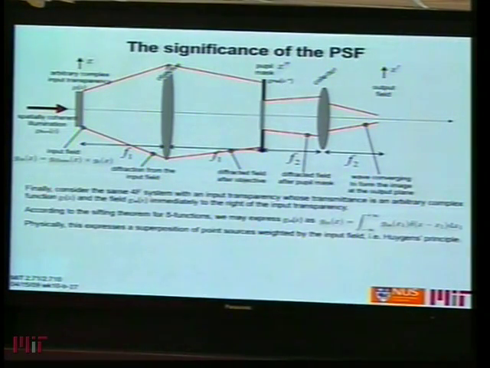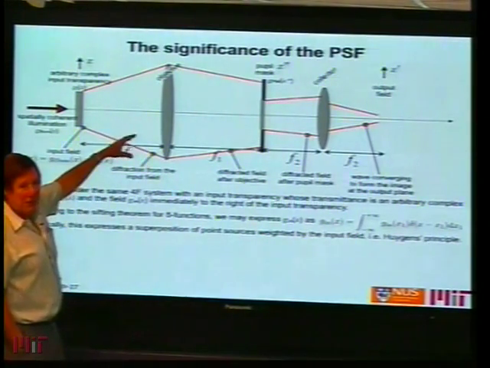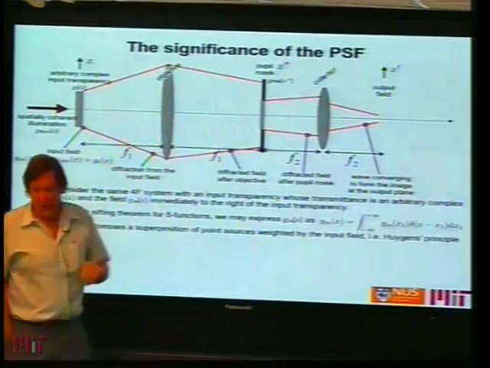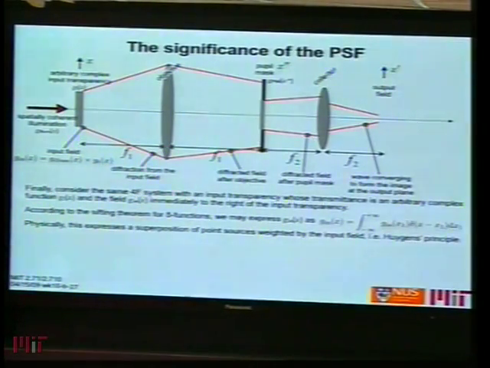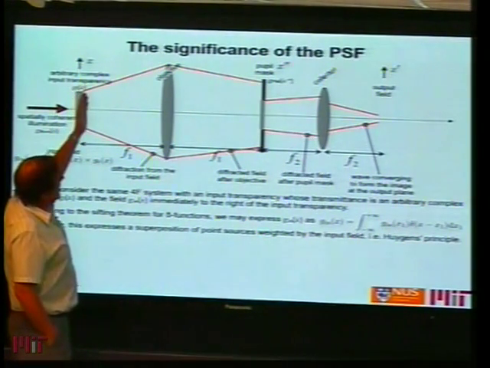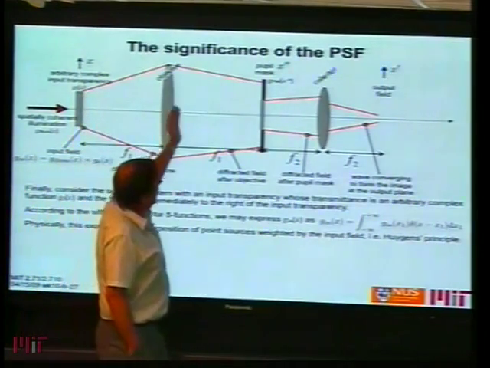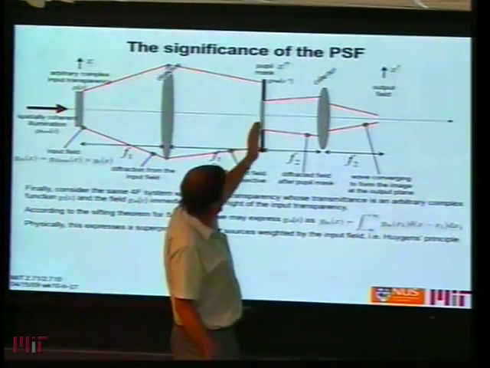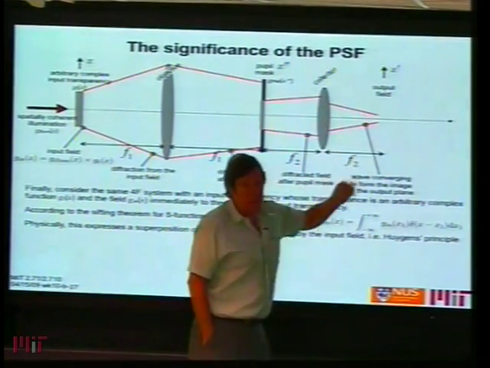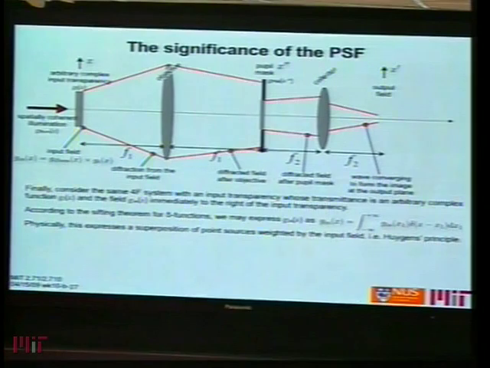Okay, so now this is just showing this diagram again. These are not meant as rays. These are just showing regions where the light is as it goes through. But we've got this amplitude here, which is Fourier transformed by a lens, and then goes through a mask, and is Fourier transformed again, giving the output field. What this slide is trying to show is the significance of the point spread function.